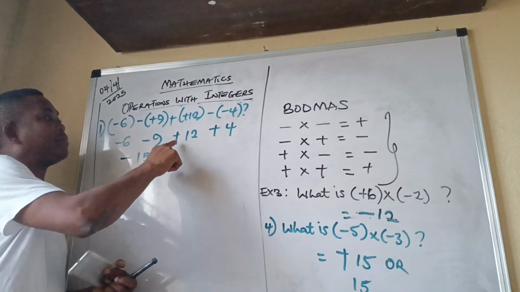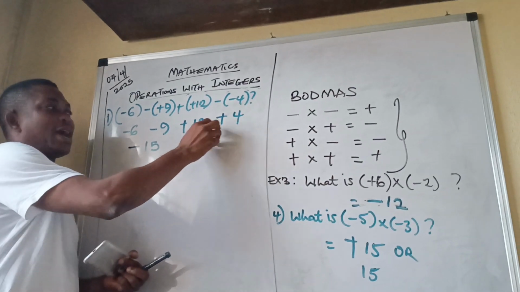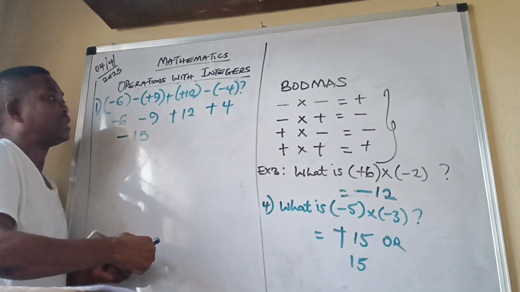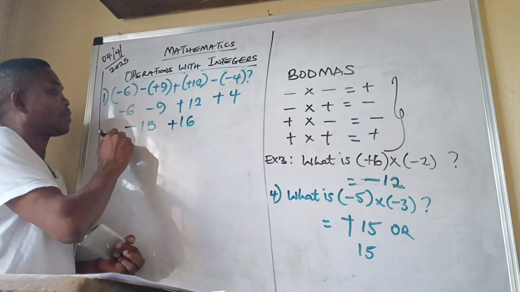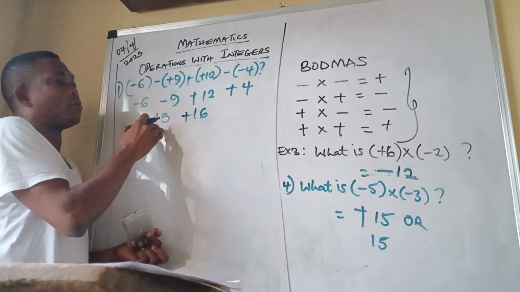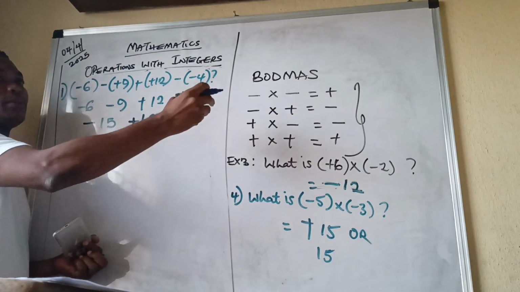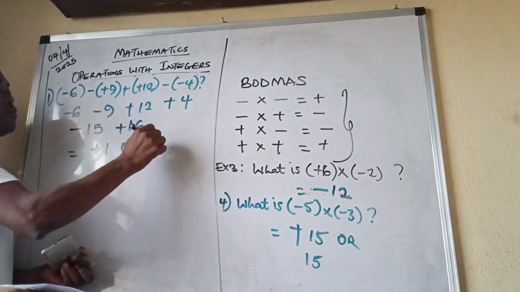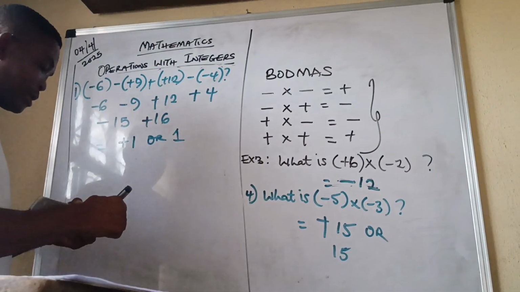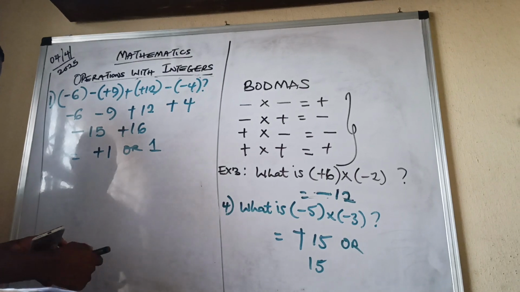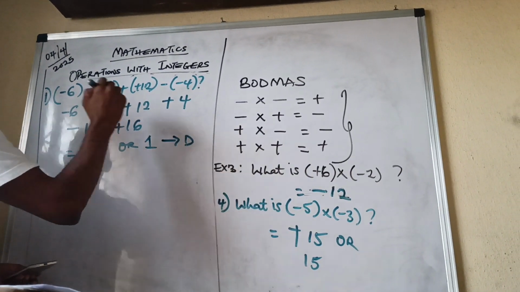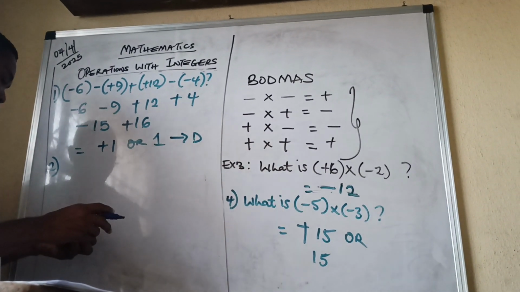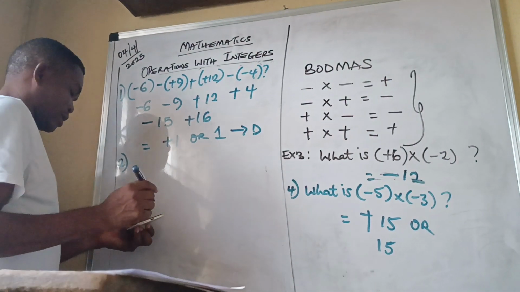Then here I have plus 12 plus 4. I have 12 naira, and at the same time, I have 4 naira. How much do I have altogether? That is plus 16. So if I have plus 16 and I'm owing someone minus 15, I can easily pay the minus 15 and still be left with plus 1 or positive 1. So my answer to that question is plus 1, and the correct option is option D. So question 1, the correct option to that question is D. Let's go to the next question.